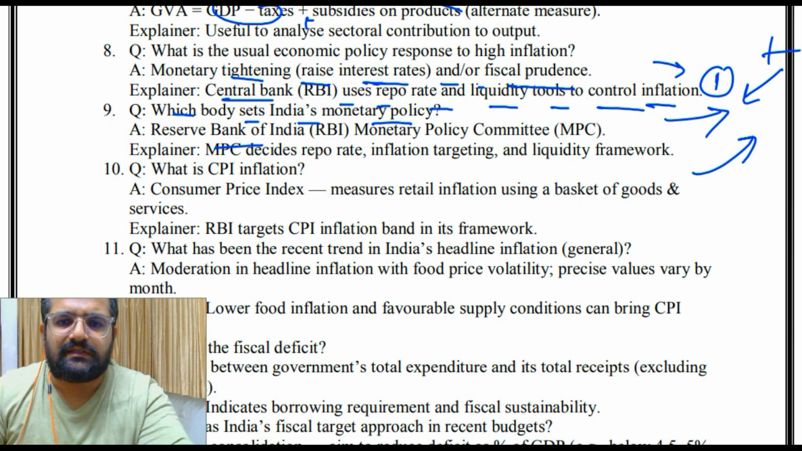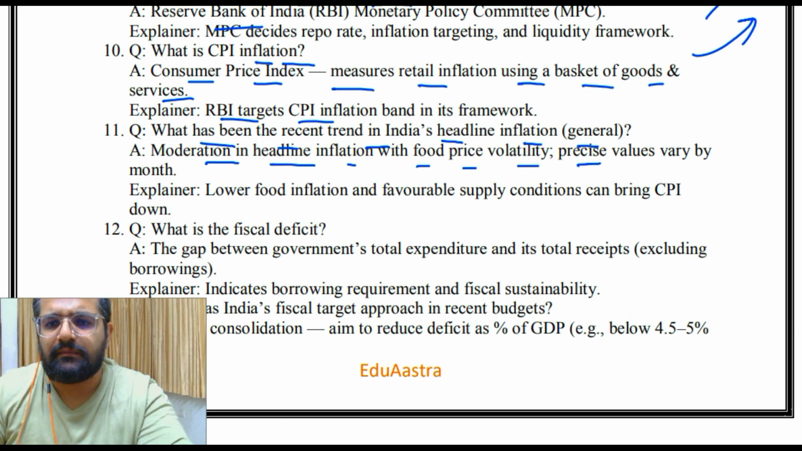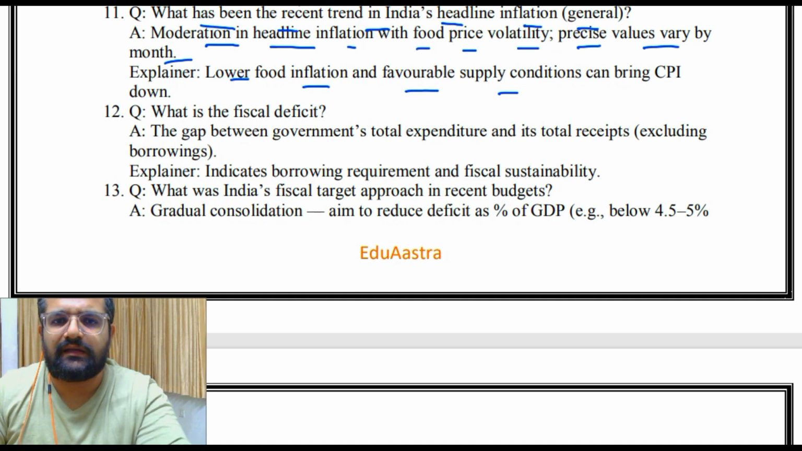देन व्हाट इज CPI inflation? Consumer Price Index measures the retail inflation using a basket of goods and services. RBI targets CPI inflation band in its framework. What has been the recent trend in India's headline inflation? Moderation in headline inflation with food price volatility. Precise values vary by month. Lower food inflation and favorable supply conditions can bring CPI down.